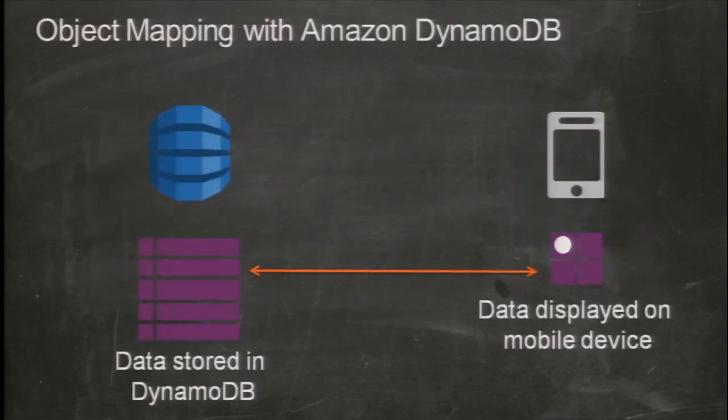So object mapping for DynamoDB, what does that mean? At the most basic level, what we're talking about doing is mapping an individual item inside of a DynamoDB table to an instance of a class, either in an iOS application or an Android application. Why would somebody want to do this?